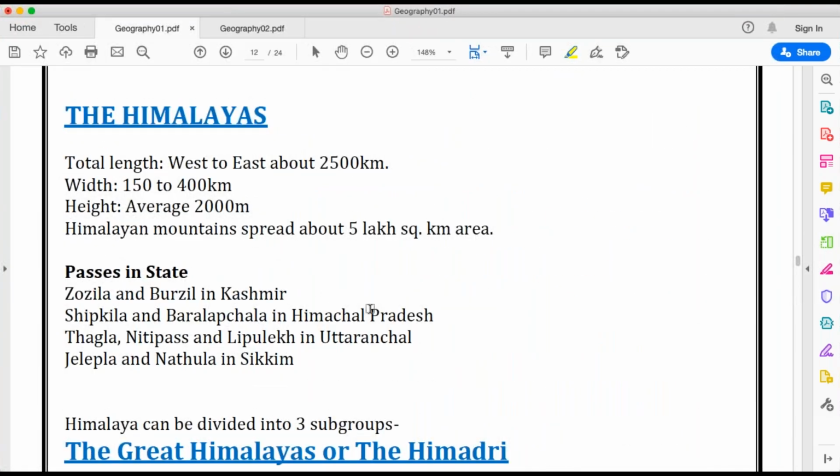When it comes to Himalayas, you should know the passes. These are the important things. No one is going to ask you length, width, or height, but they are going to ask you passes in the state. So you should focus more on remembering the passes rather than remembering the length, width, and height, and then forgetting it later. The passes is what you should remember along with the state name.